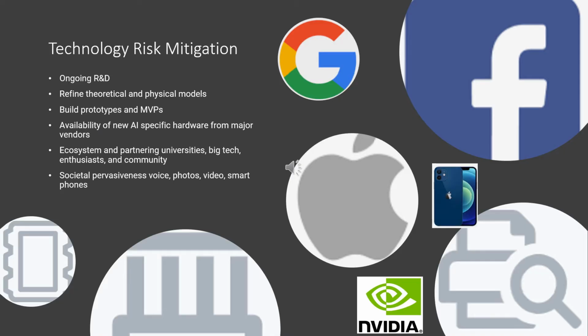Technology risk mitigation for GANs relies on a number of elements: the ongoing R&D, refining models, building of prototypes and MVPs, the availability of AI-specific hardware and solutions from major vendors like NVIDIA, Google, and Facebook, plus the partnering of different stakeholders from universities, big tech, and other organizations further mitigate this technology risk. So I think it's safe to say GANs are here to stay, at least for the next few years.